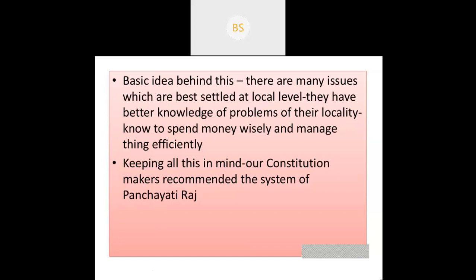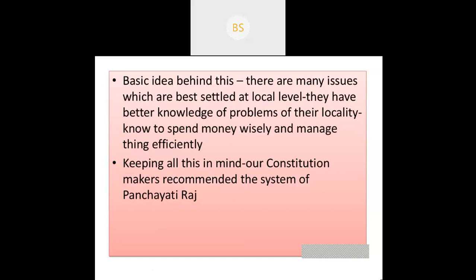Here you can see that they will spend very wisely. They will think it over while spending the money, not like city people. So they can manage the things in the villages more efficiently. They can solve the problems.